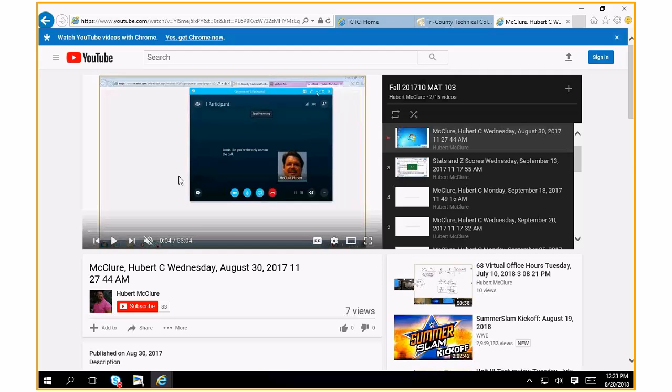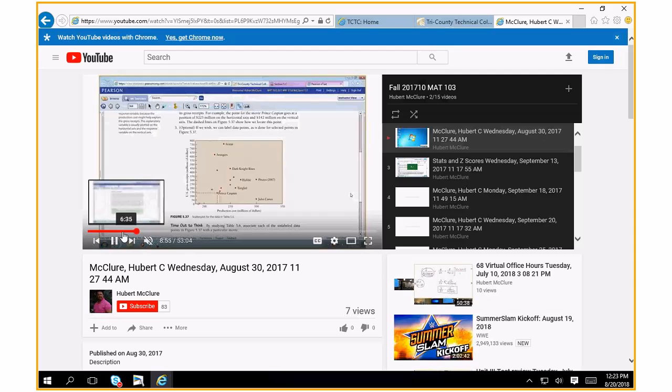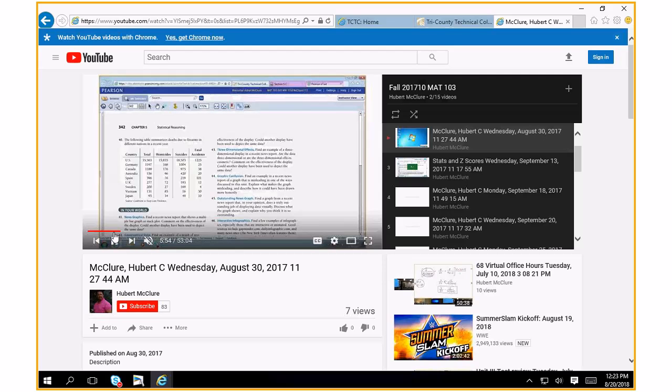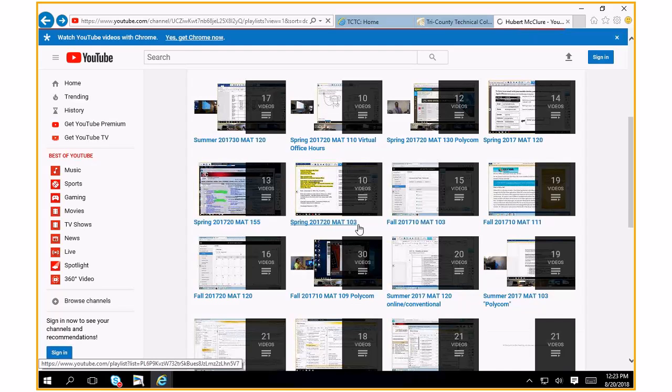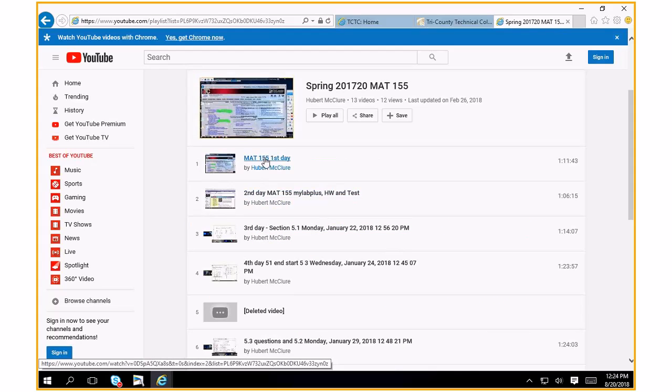It's probably going to go in, yeah. No, okay, it doesn't have the first and second day. Well, let's go to one that does. Let's go to 155. There, first and second day.